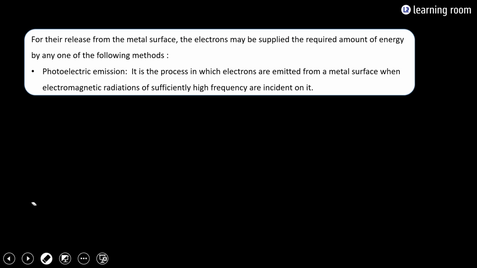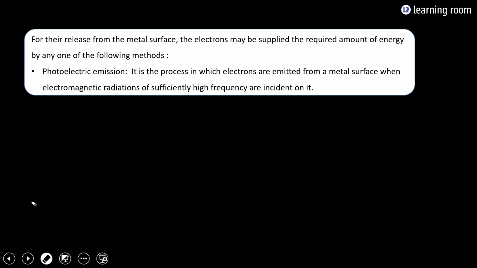The third kind of emission that is possible for you to remove the electron from the metal surface is photoelectric emission. As the name suggests, photo is from photons, and electric is from charge. So it is a process in which electrons are emitted from the metal surface when electromagnetic radiations are incident on it. When I talk about electromagnetic radiation, I'm talking about light.